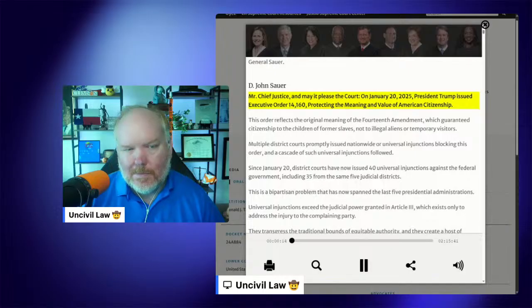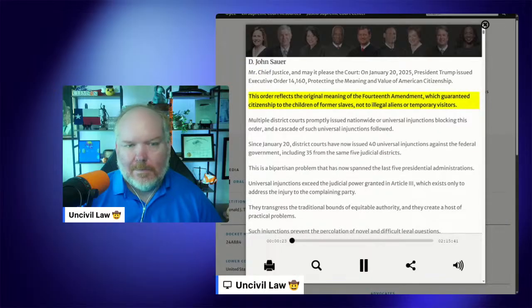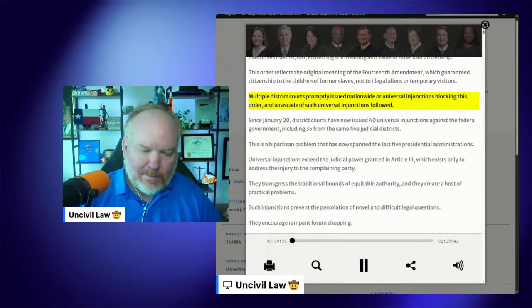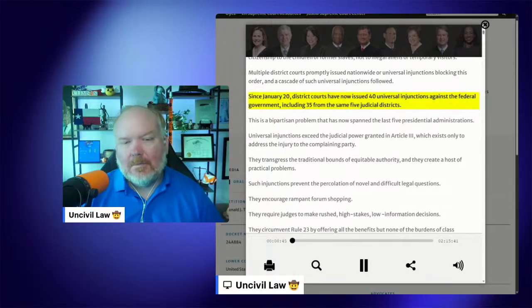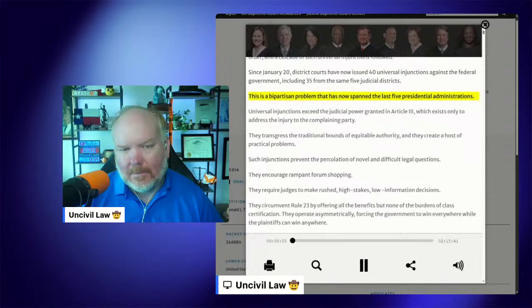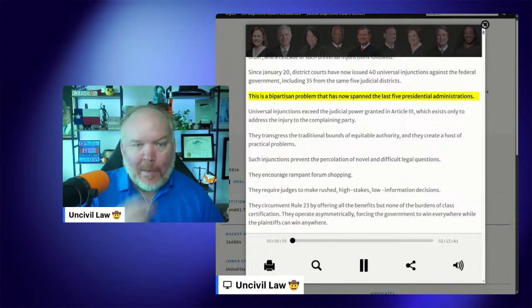On January 20th, 2025, President Trump issued Executive Order 14160, protecting the meaning and value of American citizenship. This order reflects the original meaning of the 14th Amendment, which guaranteed citizenship to the children of former slaves, not to illegal aliens or temporary visitors. Multiple district courts promptly issued nationwide or universal injunctions blocking this order, and a cascade of such universal injunctions followed. Since January 20th, district courts have now issued 40 universal injunctions against the federal government, including 35 from the same 5 judicial districts. This is a bipartisan problem that has now spanned the last 5 presidential administrations.